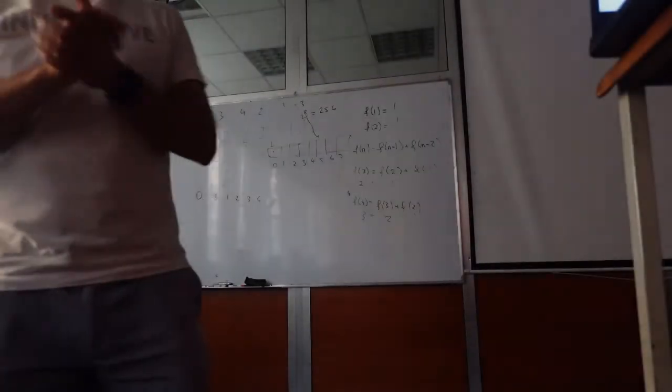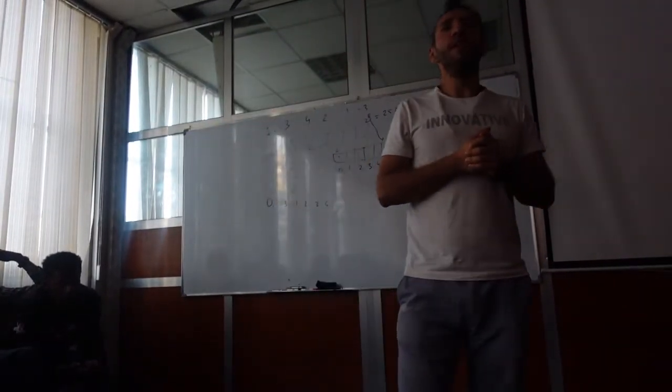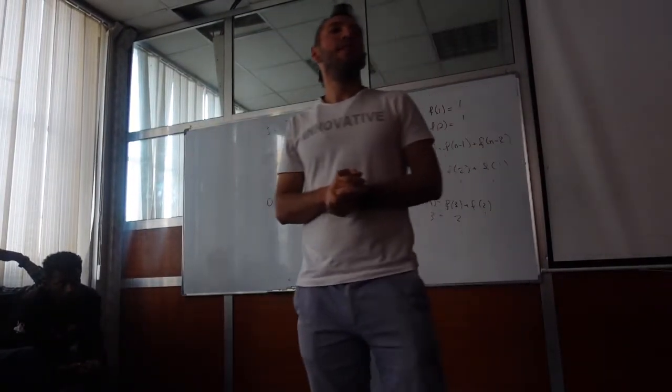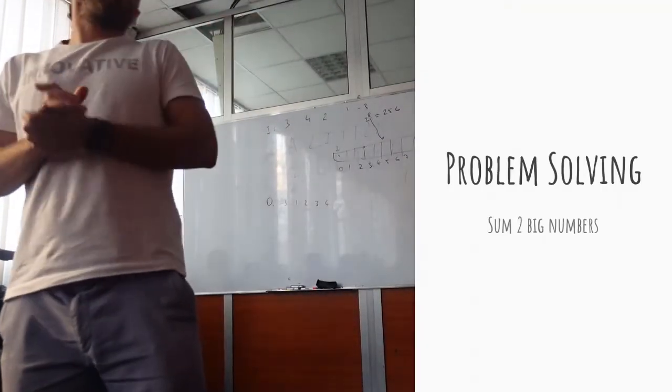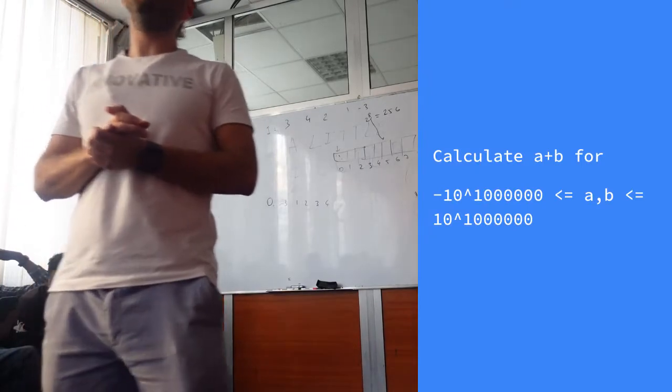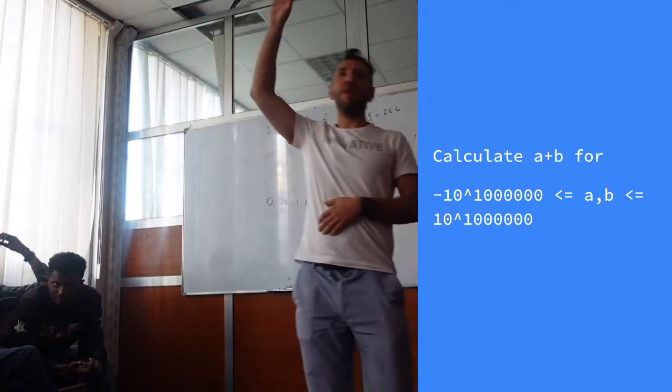So with normal integers, it's such an easy operation. How about making summation with gigantic numbers? Like numbers that can have up to a million digits, let's say. How would you approach that problem? Anybody wants to tackle?